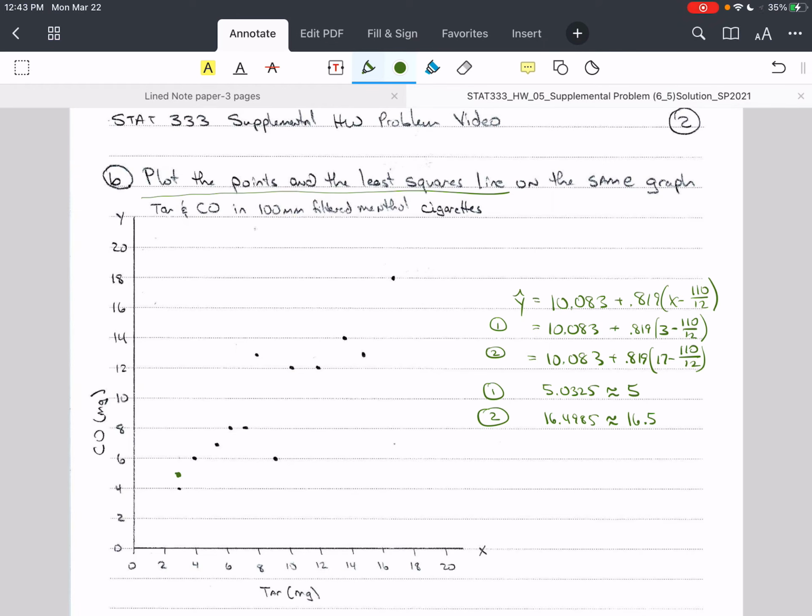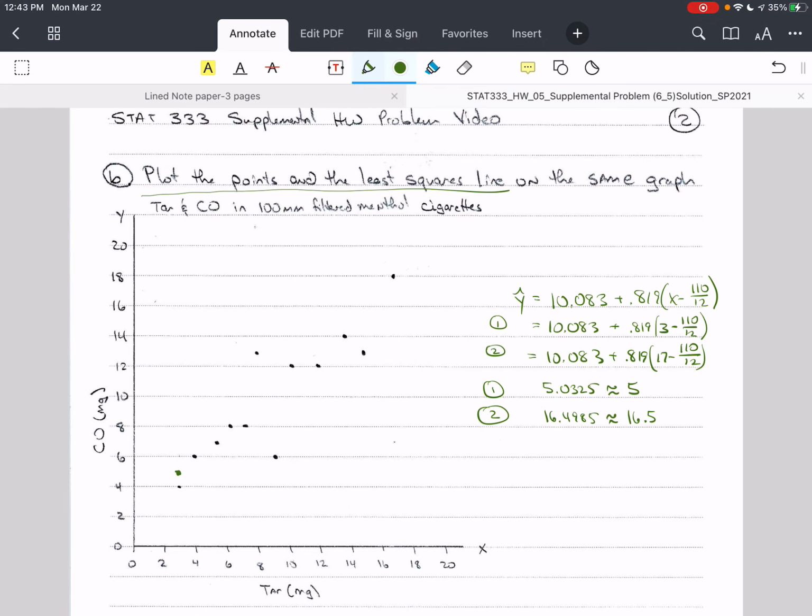And then for x equals 17 here, you can't see my ruler, I realize now, 16.5. So this is at 17, and 16.5 would be maybe here. Yep, okay, so here's my line, here's my point, and now I'm going to draw a line in between them. It's a straight line, so I don't need any other points.